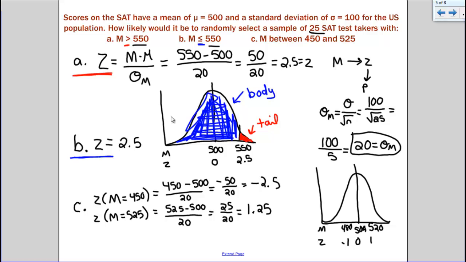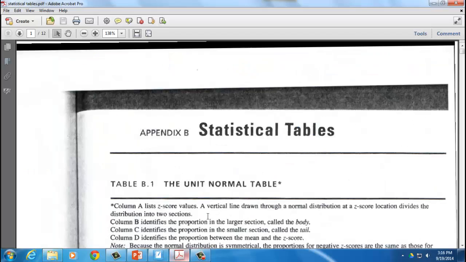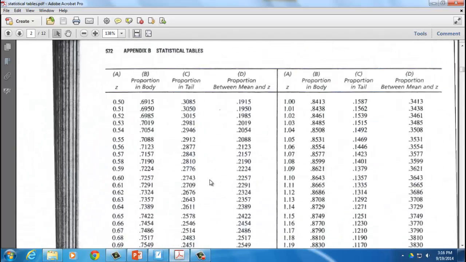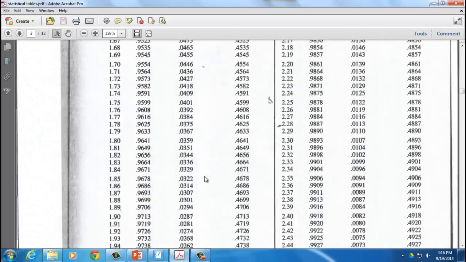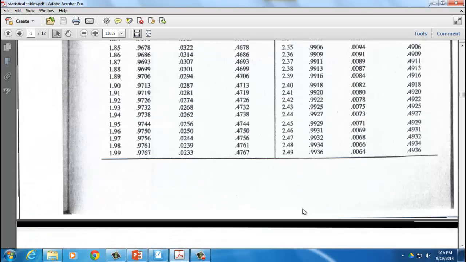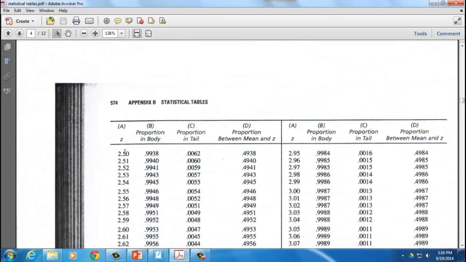So we're going to locate the 2.5 z-score in the unit normal table and then find the proportion in the tail for part A and the proportion in the body for part B. All right, let's find 2.5 in our table. Okay, getting warmer. Aha! Z-score of 2.5. The proportion in the body is 0.9938 and the proportion in the tail is 0.0062.